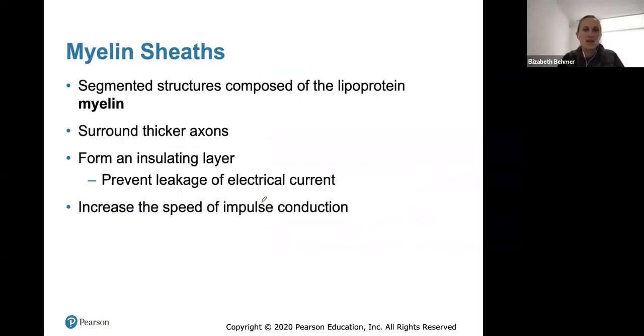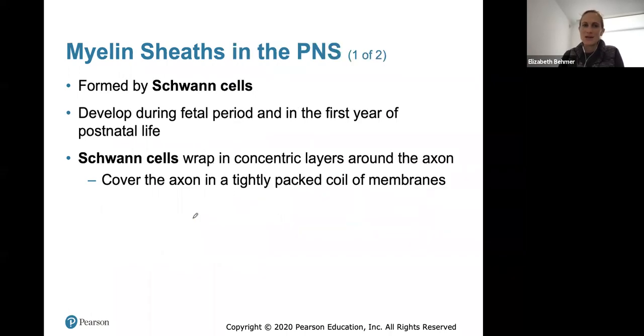Myelin sheaths then are segmented structures composed of the lipoprotein myelin. They surround thicker axons, and they form like an insulating layer to prevent leakage of the electrical current. So the big thing about myelin is that they increase the speed of an impulse conduction down an axon. In the peripheral nervous system, myelin is formed by Schwann cells. It develops during fetal period and in the first year of postnatal life.